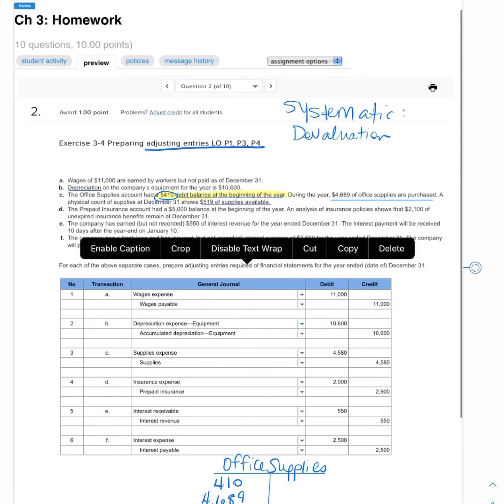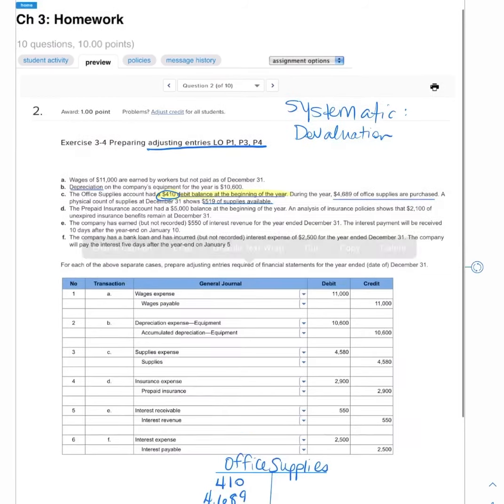So what we know is we started with 410. We added 4,689, and that's going to give me a subtotal. Whatever that is, then I'm going to back out the 519 that's left, and that will give me the amount of my expense. So this is one way to solve this, or you can use the T account method, which is often a lot more intuitive.